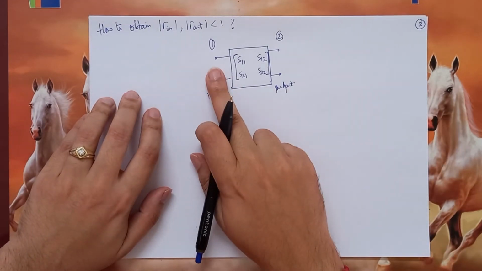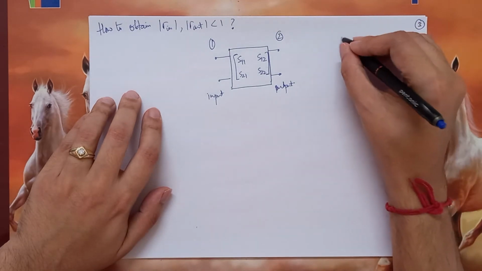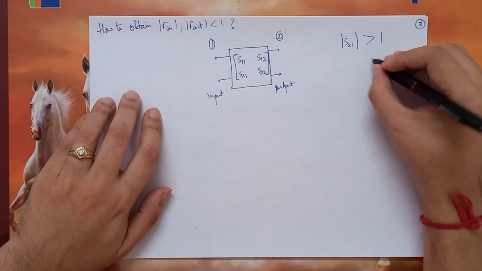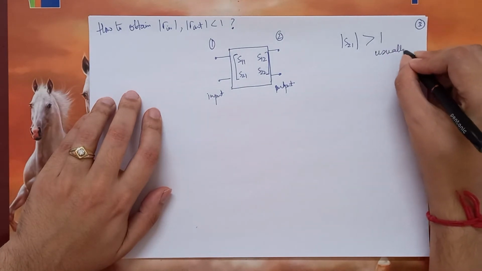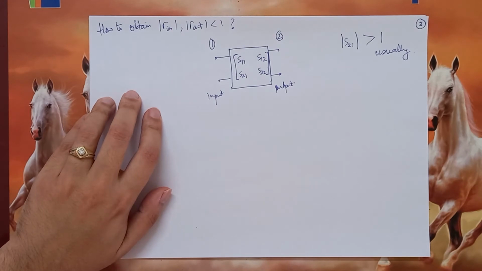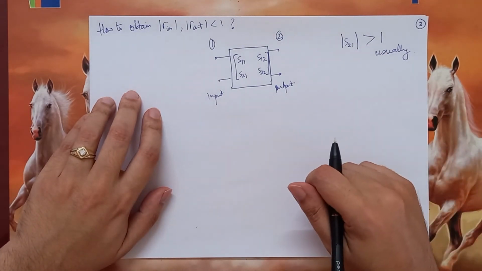We expect that any input at port 1 should get amplified and come out at port 2. So we know that the mod of S21, or the voltage gain, should usually be more than 1, because S21 corresponds to the voltage gain. Although not fully, this is the intrinsic voltage gain.